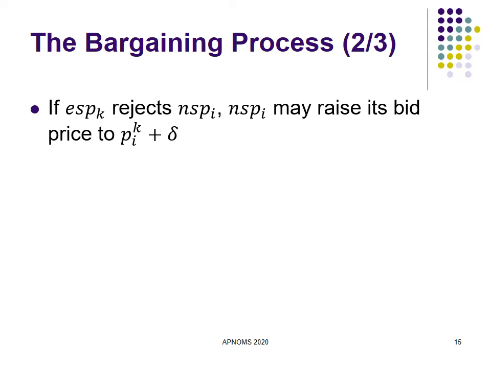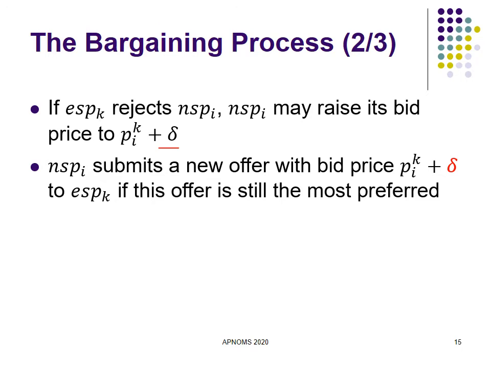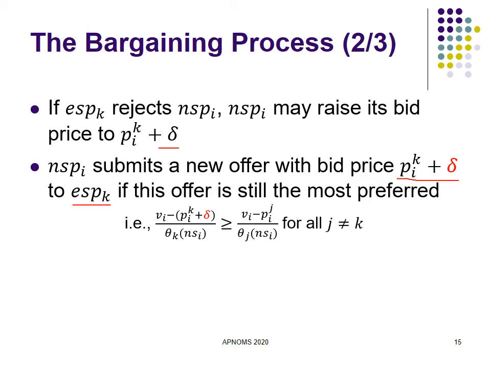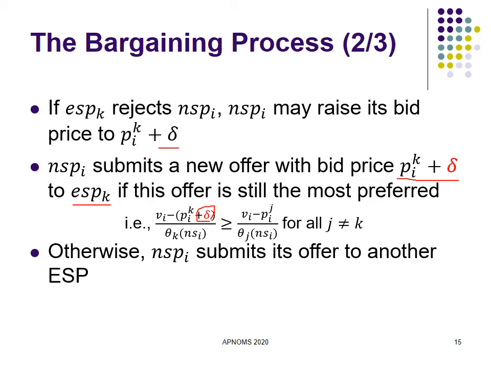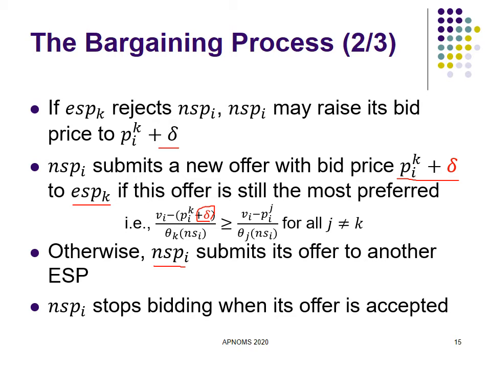If edge system K rejects network service provider I, network service provider I may raise his bid price by adding delta to it. Network service provider I may submit a new offer with the new bid price to the same edge system K. If this new offer is still the most preferred one, that means the utility even after the addition of the delta is still the highest among all. If this is not the case, then network service provider I may submit his offer to another edge service provider. Network service provider I stops bidding when his offer is finally accepted.